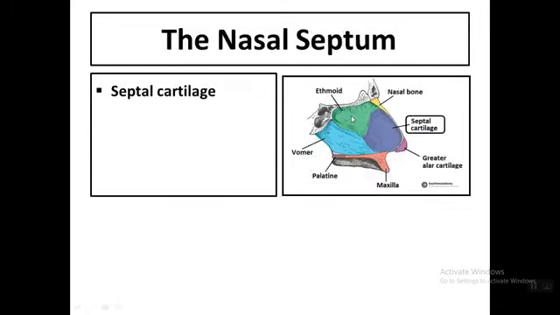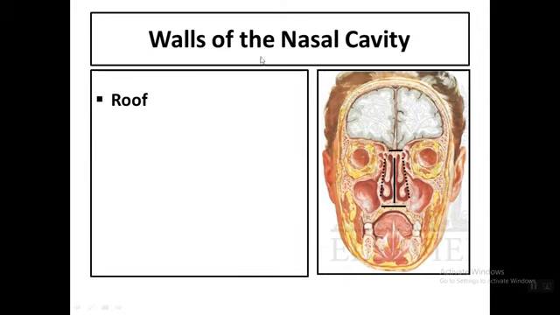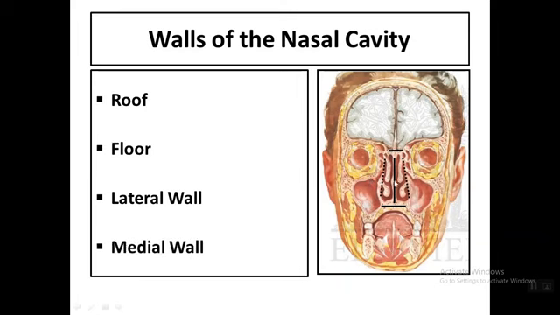The nasal septum is made of cartilage and bone. This is the septal cartilage and the perpendicular plate, or vertical plate, of the ethmoid, completed by the vomer bone from below. So the nasal septum is made of cartilage and bone. These are the walls of the nasal cavity. As we said, it has a roof formed by the perpendicular plate of ethmoid, a floor formed by the hard palate, a lateral wall, and a medial wall that is formed by the nasal septum.